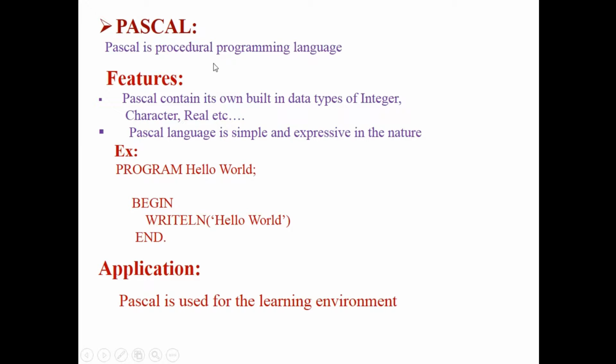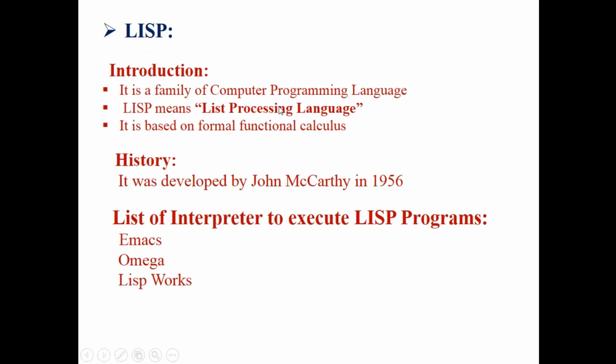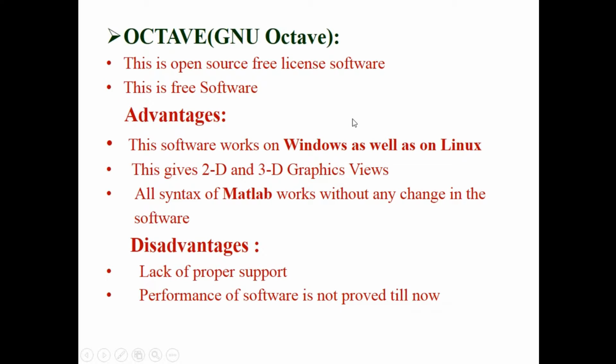Pascal is a procedural programming language. Snowball is a series of computer programming languages. Snowball stands for string oriented and symbolic language. Lisp stands for list processing language. Octave, GNU Octave.